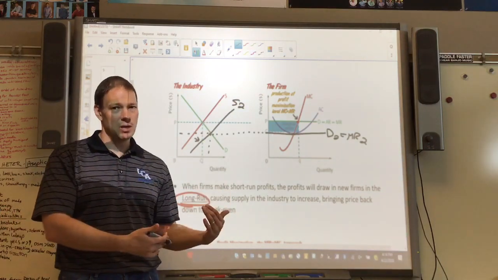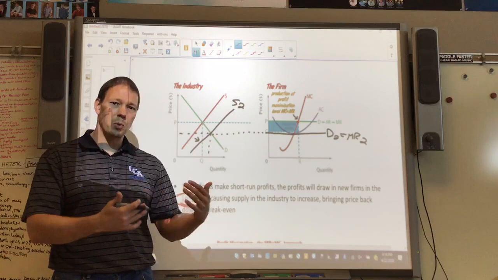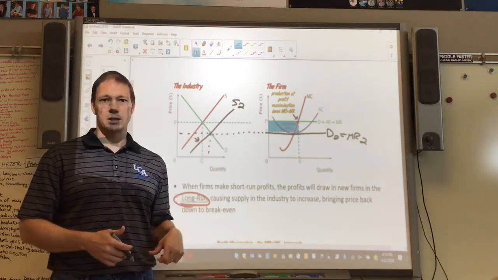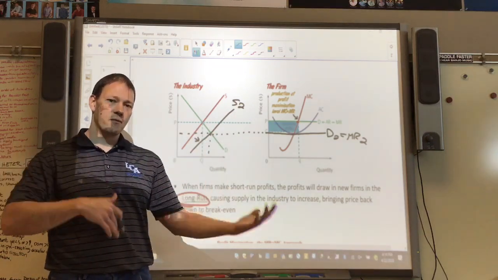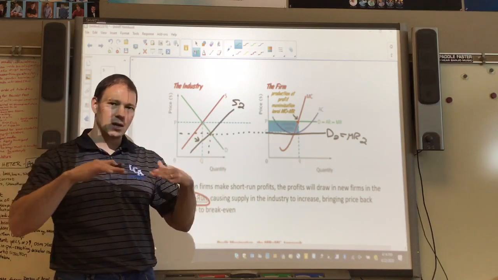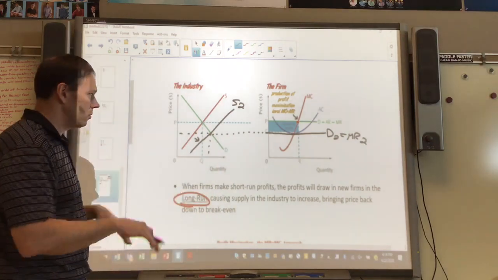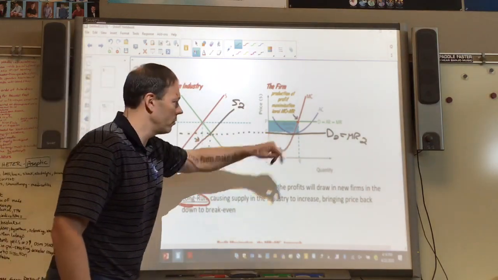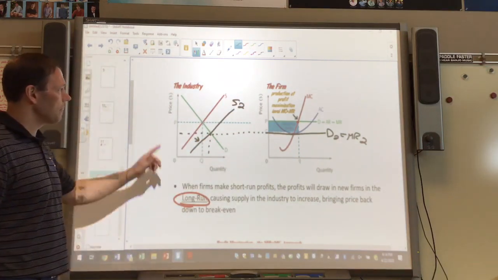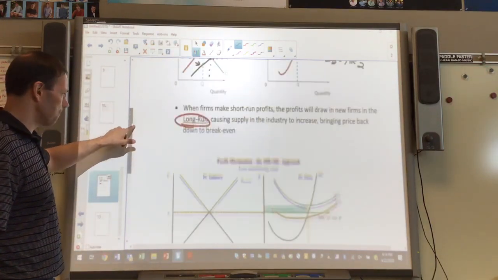That's kind of what's happening here when you think about it, right? Those profits, in this case, losses in a second, are going to either draw firms in or kick them out, and they always come back to that equilibrium point, that long run point where they're breaking even economically.